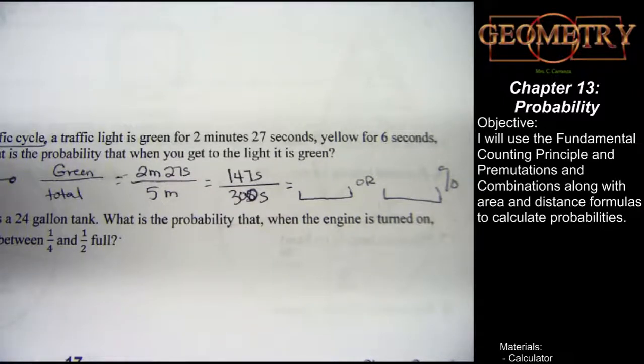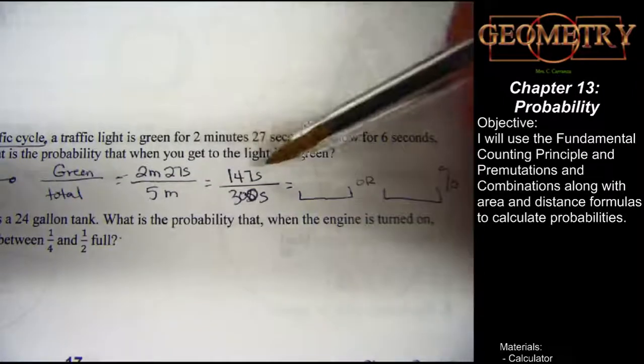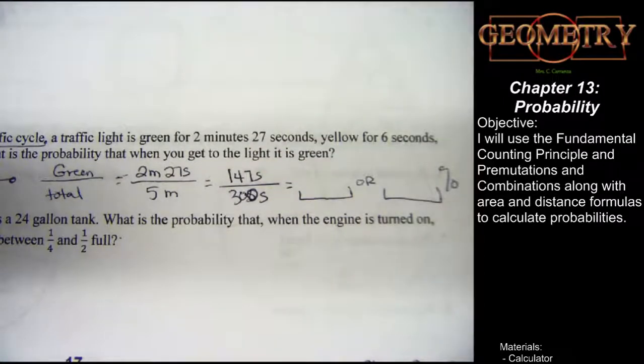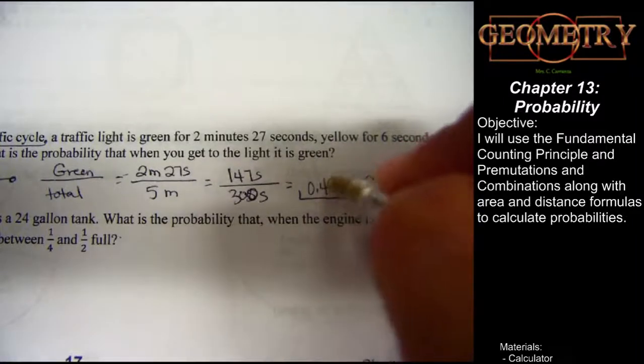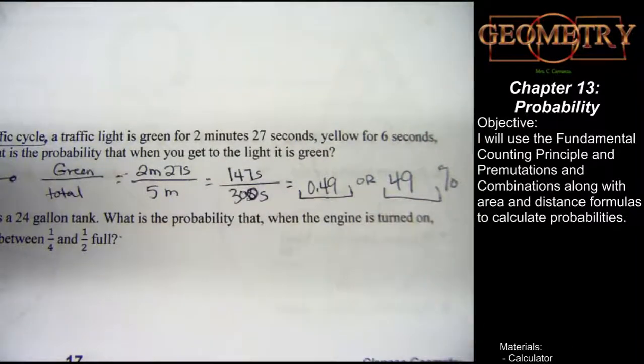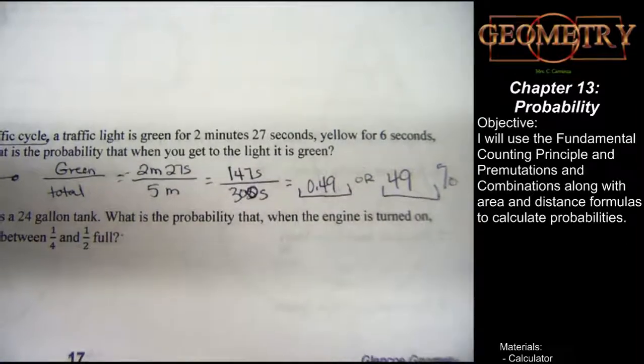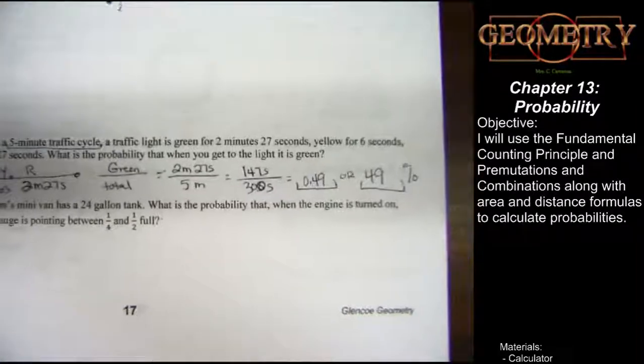What's that number? What's your calculator say? Do 147 divided by 300. Oh, that was the number you were asking me for. Sorry. Yeah, that means 300. These characters here, that's S for seconds. At a guess, you're going to get something close to about a half. 49? So 0.49 or 49%. We rounded. You may have gotten something slightly different because of rounding.